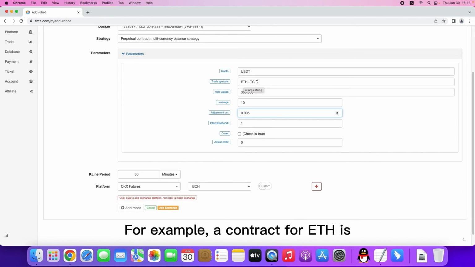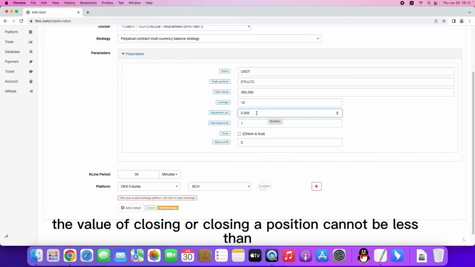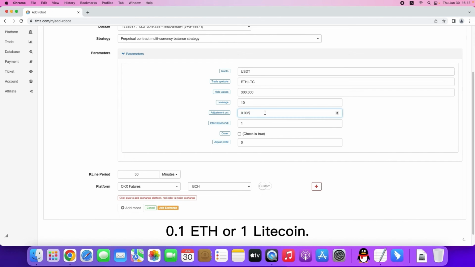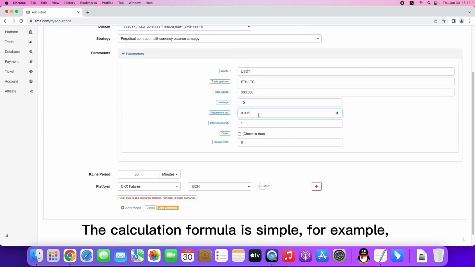For example, a contract for ETH is 0.1 ETH and a contract for LTC is 1 Litecoin. Therefore, the value of filling or closing a position cannot be less than 0.1 ETH or 1 LTC. When filling a position, it will be calculated based on the price changes. The calculation formula is simple.